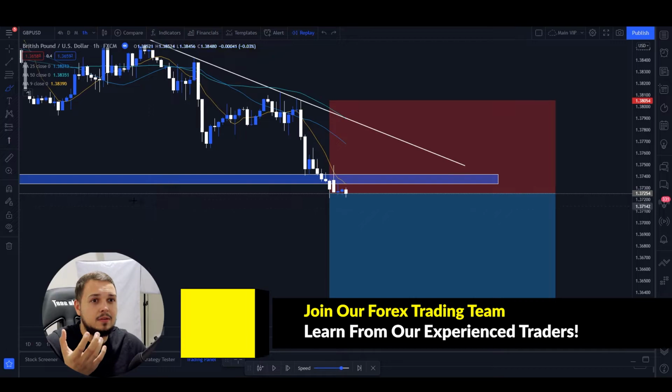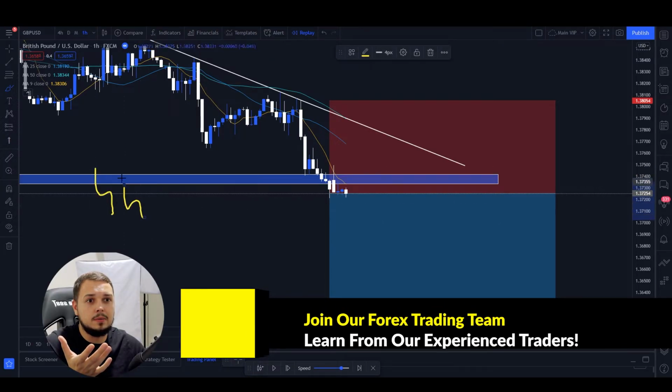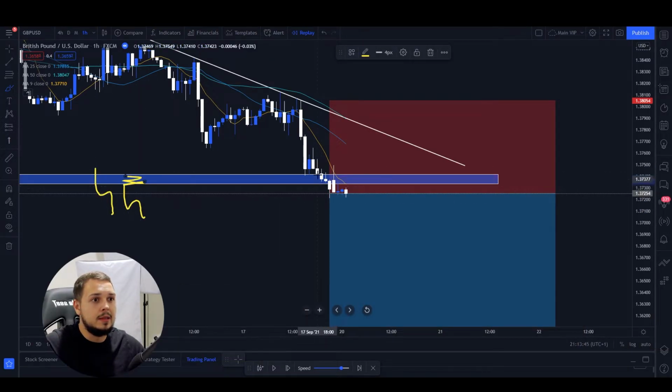What did we identify? This was the 4 hourly, right, area of support. The area of support was broken. After the area of support is broken, what happens? It becomes resistance. So now on the 1 hourly time frame, it's a new resistance zone rather than support. If it was a support, it would have bounced back up towards the upside over here, but it didn't. It continued to drop down and gave us a bearish engulfing candlestick.